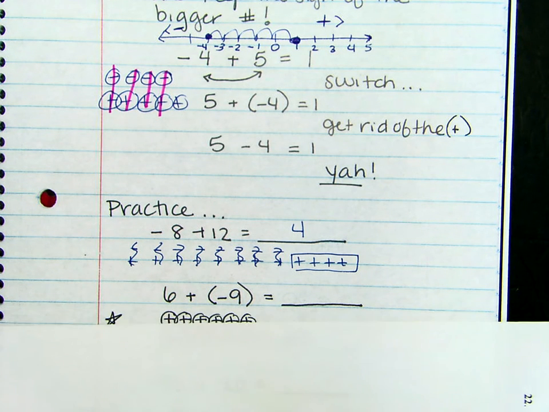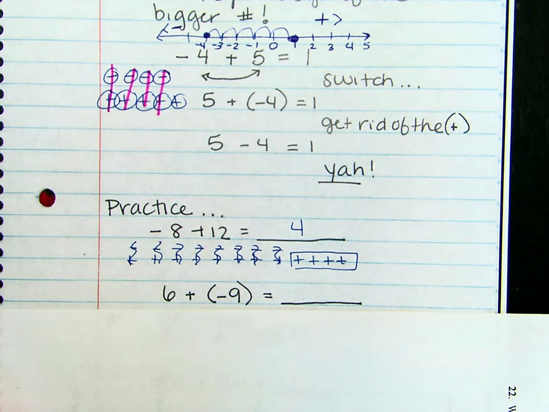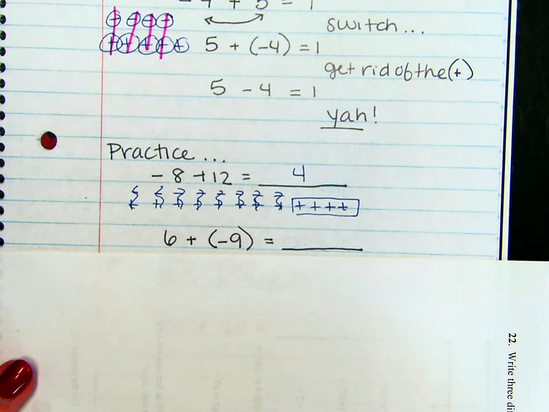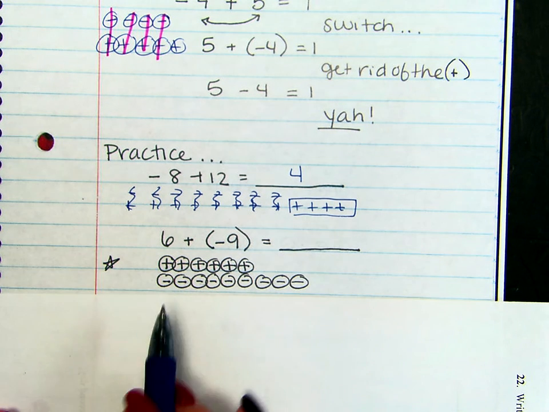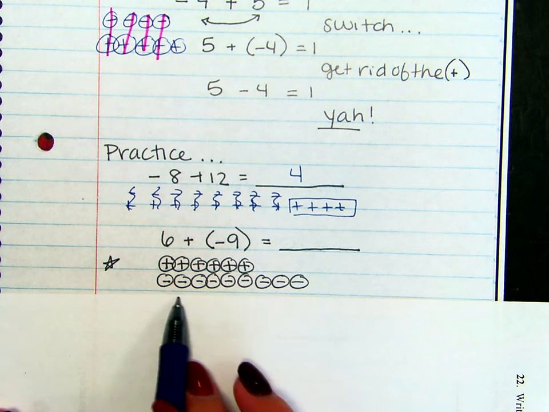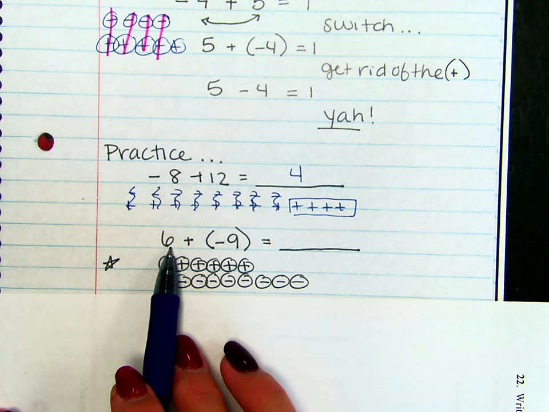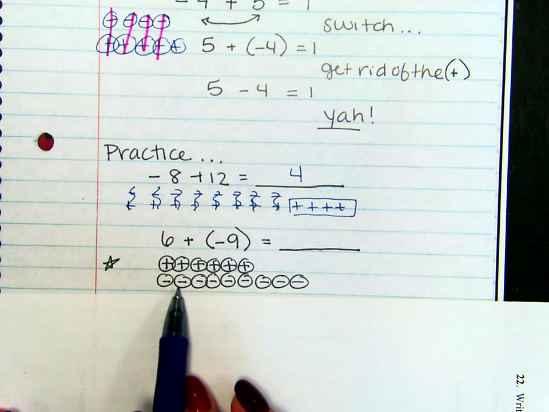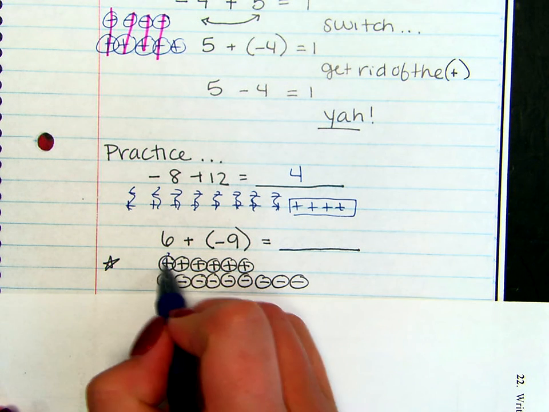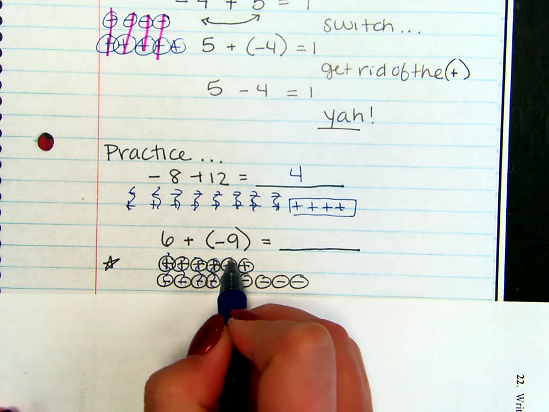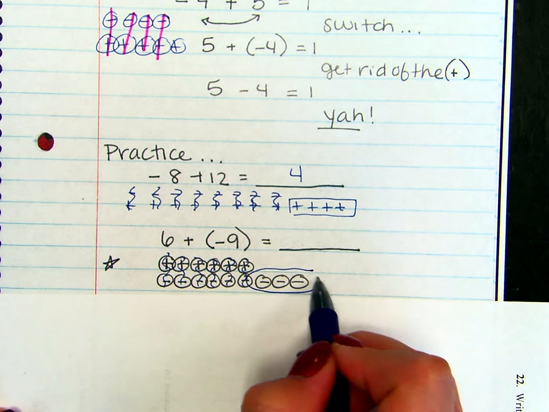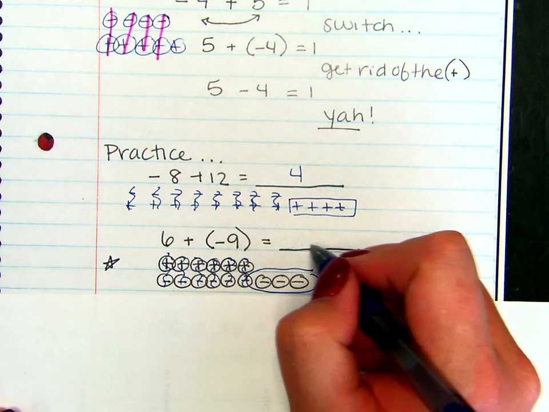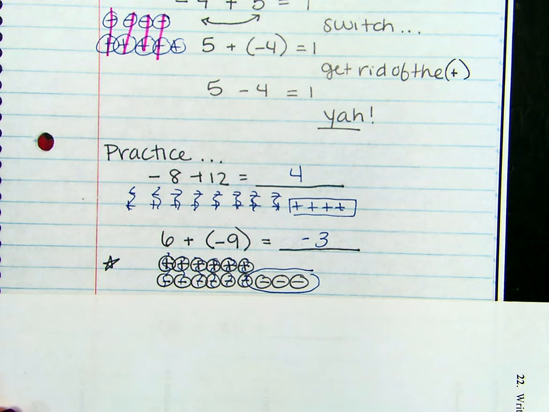Okay. Next, let's take a look at this 6 plus -9. So here, I've got my positives again, and I've got my negatives down below. I put my positives up top because that was the first number, and then I put my negatives down below because that was my second number. So here, once again, I can cancel out pairs of positive and negatives, and what I'm left with is 3 negatives. So my answer is going to be -3.